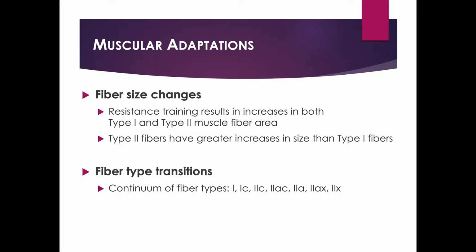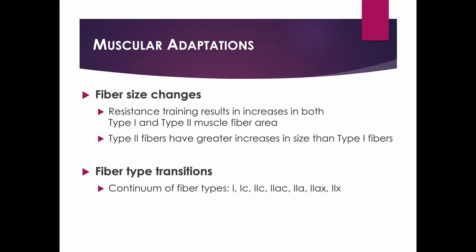Fiber size changes. So you'll see with resistance training an increase in both type 1 and type 2 muscle fiber areas, and type 2 fibers have a greater increase than type 1. And the fiber type transitions always go in order through resistance training. You'll go 1, 1C, 2C, 2AC, 2A, 2AX, and 2X.